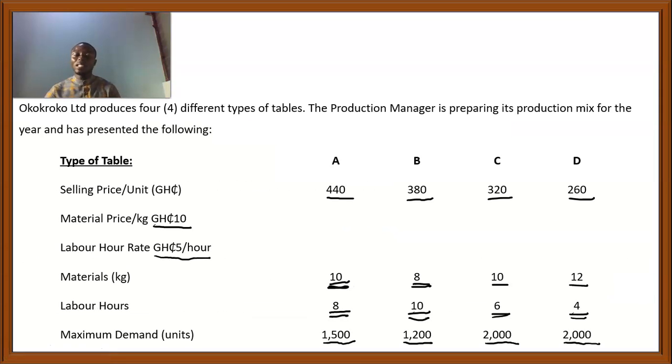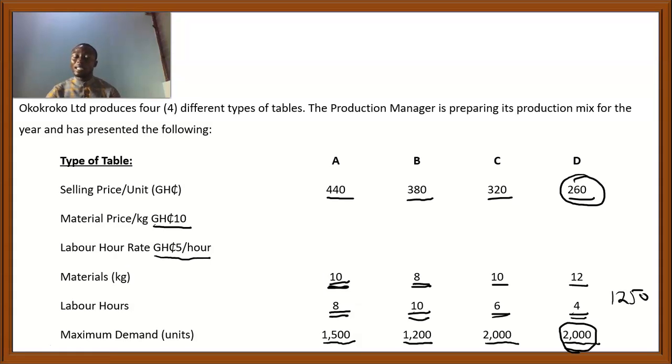The selling price for table D. Table D is the table whose demand we couldn't fully meet. Okay, the total requirement is 2,000, but then we are only able to produce 1,250. So to make up for that particular difference, this supplier is saying he's going to supply each table at a price of 180 Ghana cedis. Should that offer be accepted or not?